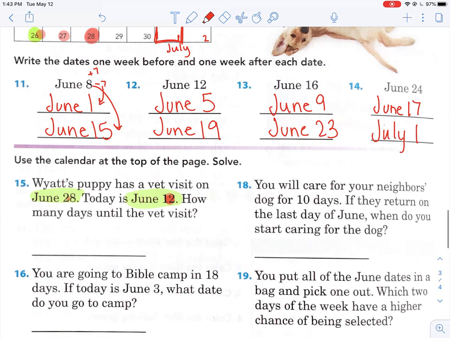That's 16 days. Here's a math equation, boys and girls. This doesn't work if you switch months, but if you're staying in the same month, I can do 28 minus 12. And I would get 16. So it's the same. 16 days.